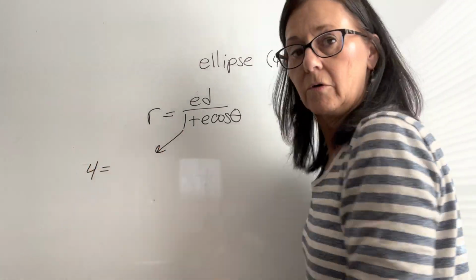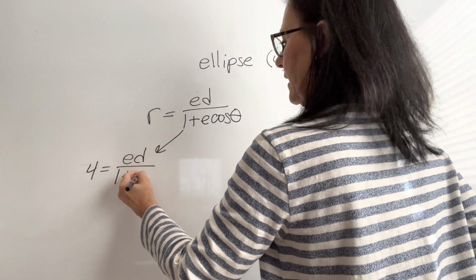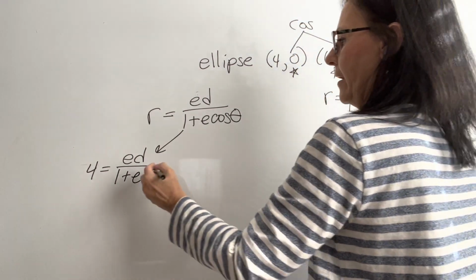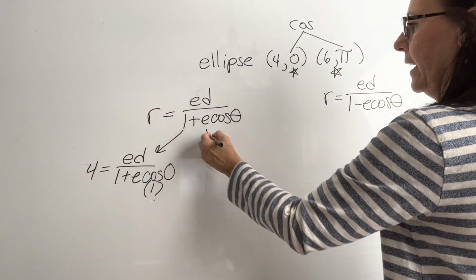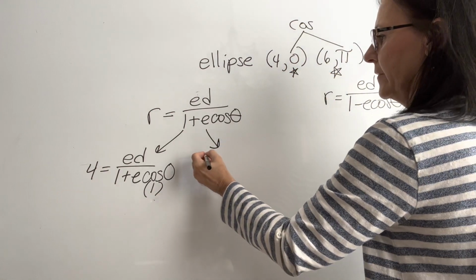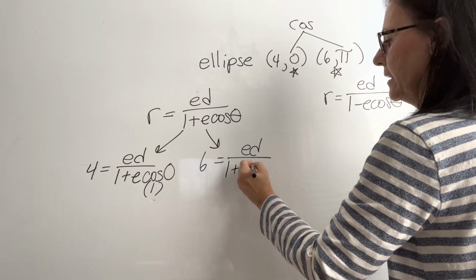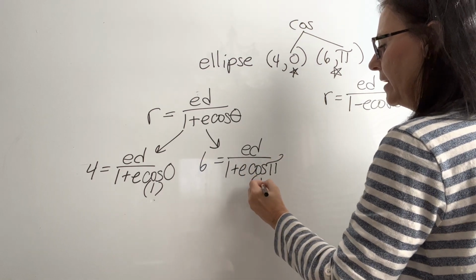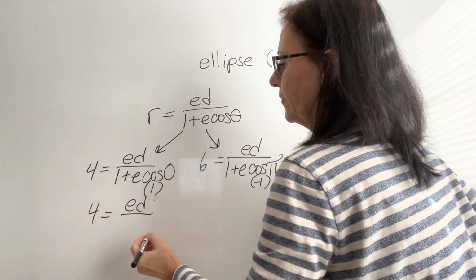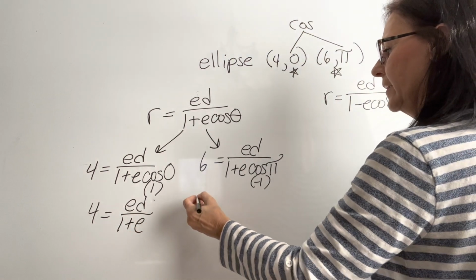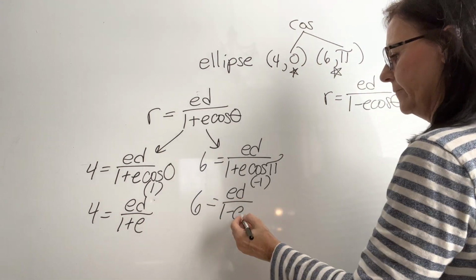All right, so I have 4 equals ed over 1 plus e cosine 0. Cosine 0 is 1. All right, and I'm going to plug in 6, pi. 6 equals ed over 1 plus e cosine pi. Cosine pi is negative 1. All right, so we have 4 equals ed over 1 plus e. And here we have 6 equals ed over 1 minus e.